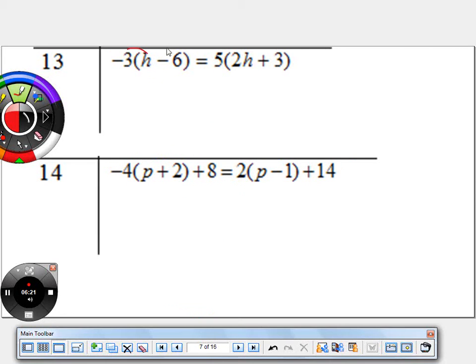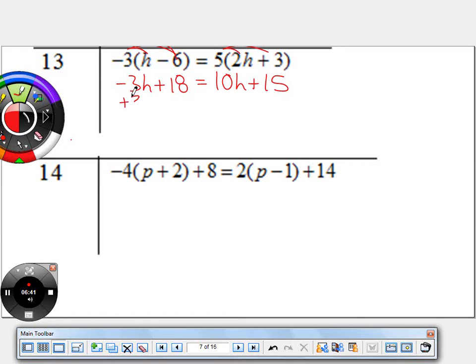13, you want to distribute. So you've got negative 3h plus 18. Got to be careful. Negative and a negative is a positive when you multiply. And then we have 10h plus 15. Now we want to get our h's together.